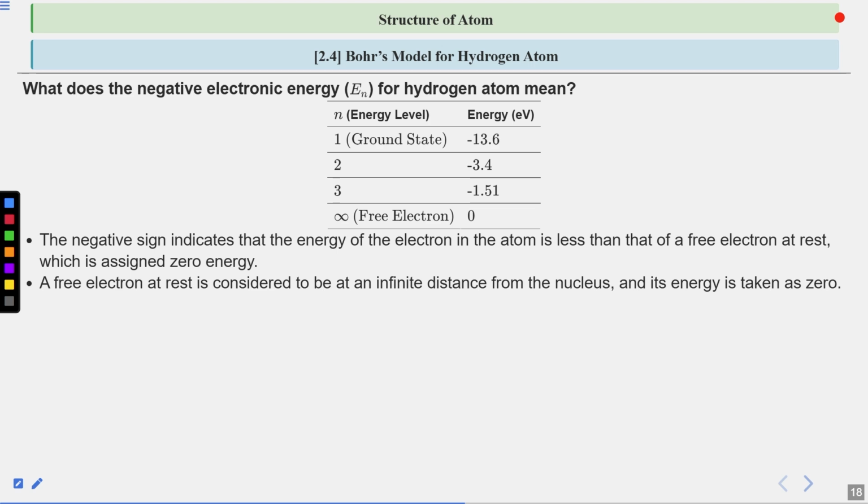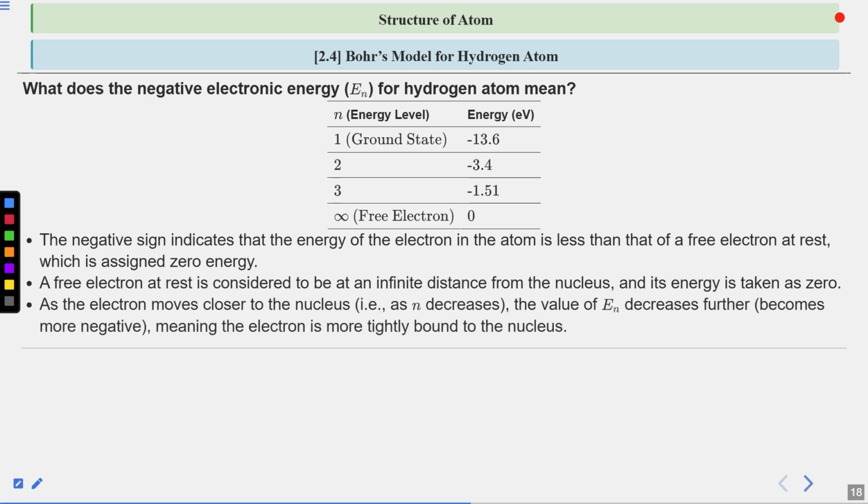Now moving on forward. As we move closer to the nucleus, from infinity to the nucleus, the energy is decreasing and the electron is becoming more and more stable.